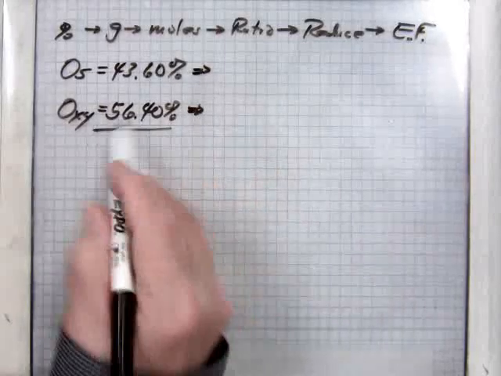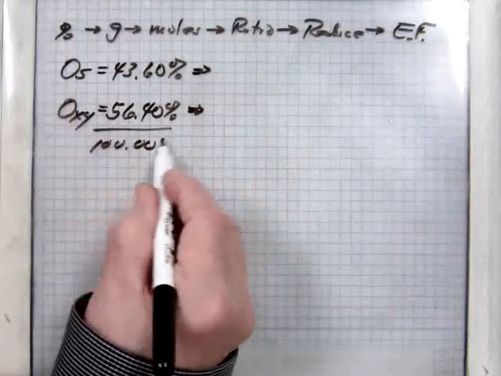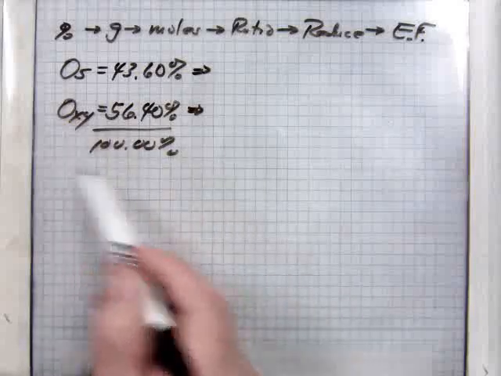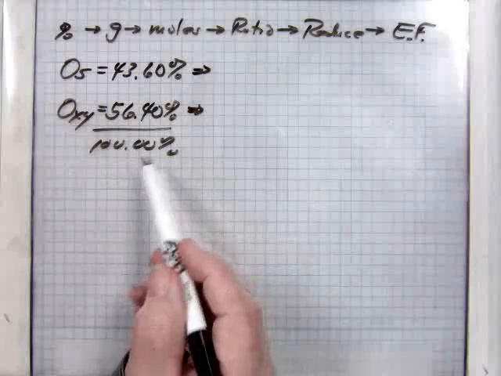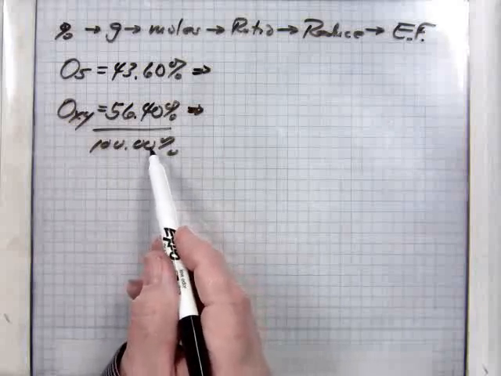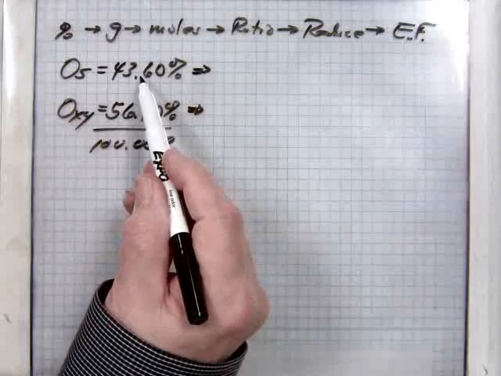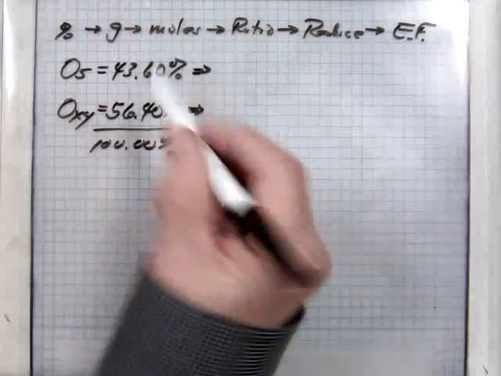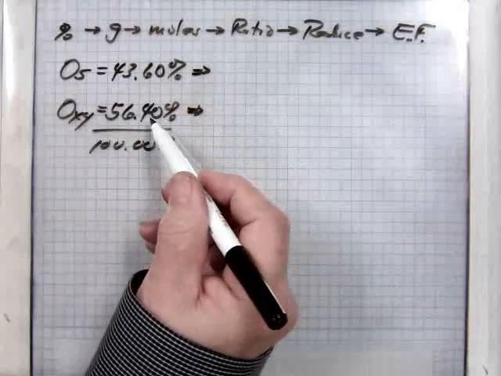Well, this is 100% compound right now. So if I have 100 grams, listen to me, just stop writing and listen. If I have 100 grams of this compound, how many grams of osmium am I going to have? 43.6. And the same way, if I ask the same question about oxygen.